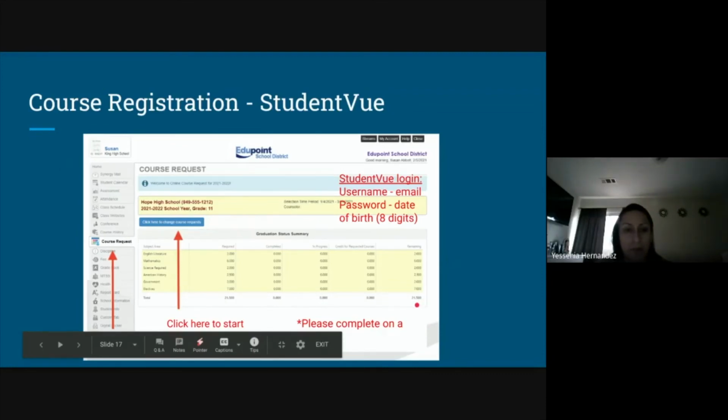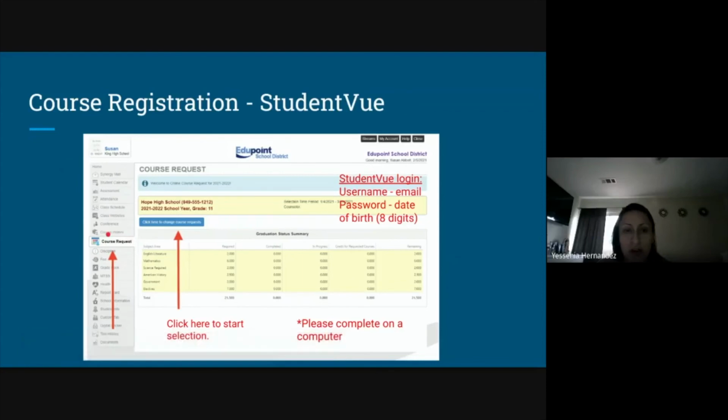So if you all sign into your Student View accounts, you won't have access to this feature yet. This will open up February 23rd. After February 23rd, you'll have access to start selecting your classes. But in the meantime, we're encouraging students to go through the course catalog and start looking at the classes.